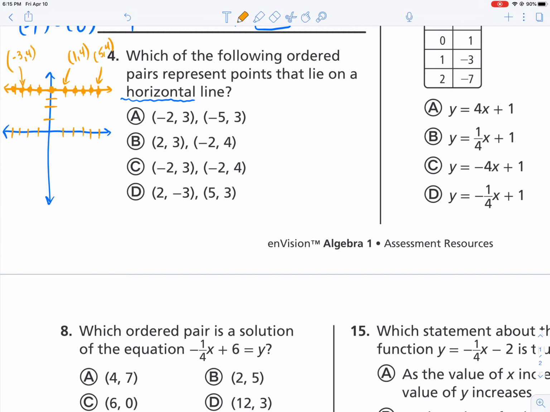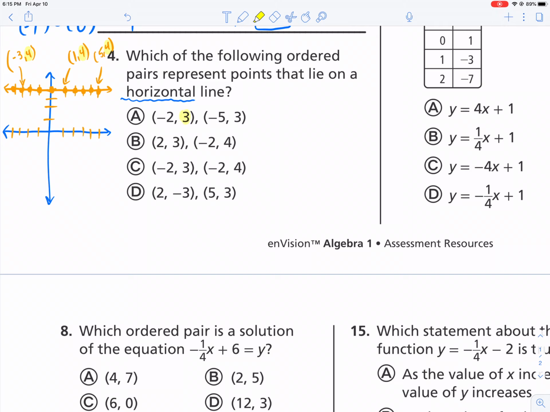If I look at all those coordinates, what do they all have in common? Their value of y is all the same. So when I'm looking at a horizontal line, I don't have any change in my y values. Now I'm going to go through and look at my coordinates and see if any of them have the same y's.